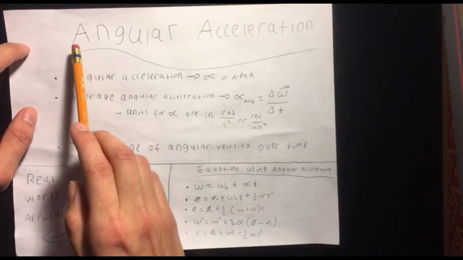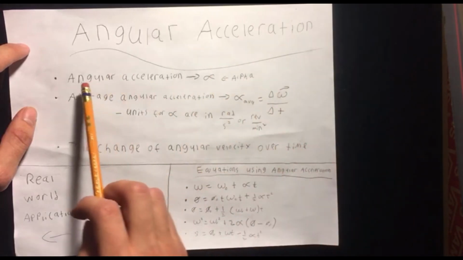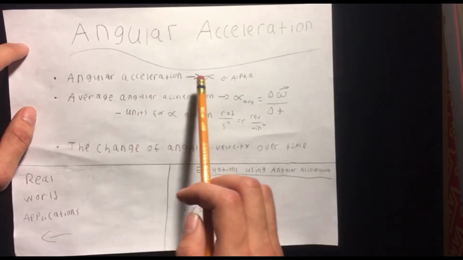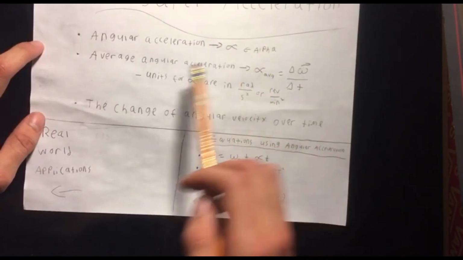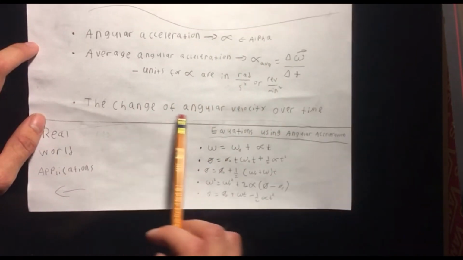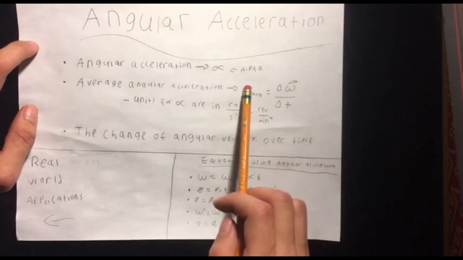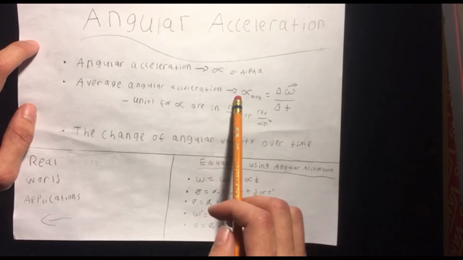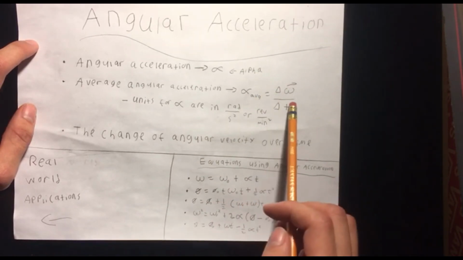Alright, when first dealing with angular acceleration, there's a few things you need to know. The first is that angular acceleration is represented by the lowercase Greek letter alpha. And basically angular acceleration is a change in angular velocity over time, which can be represented by this equation up here. The average angular acceleration is equal, again, to the change in angular velocity over time.